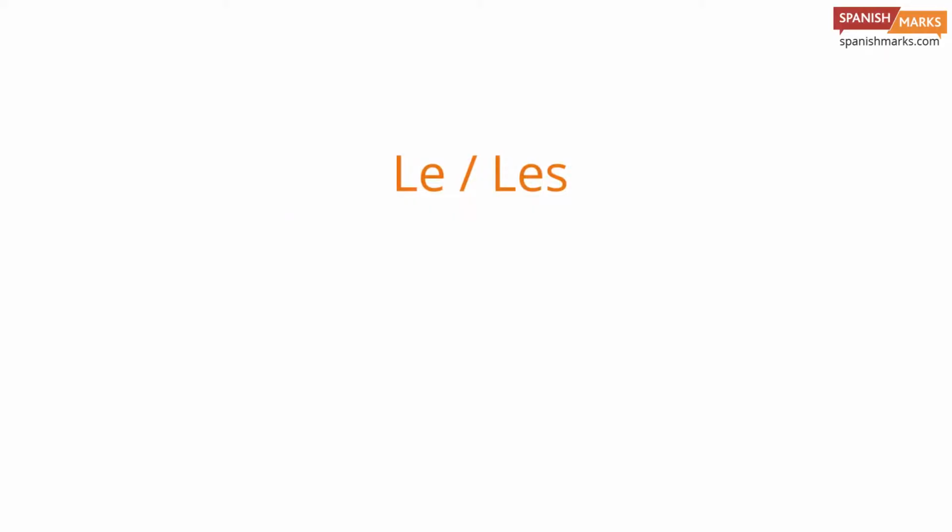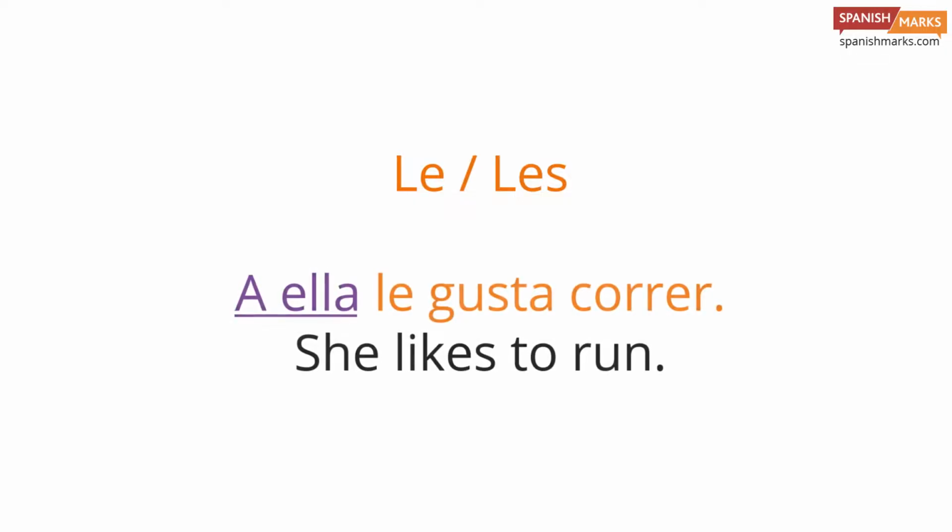Le and les can refer to many different people. As you don't know if it is feminine, you might want to be more specific. A ella le gusta correr. So, like with the names in the previous example, you can include whoever is doing the liking at the start of the sentence after the preposition.